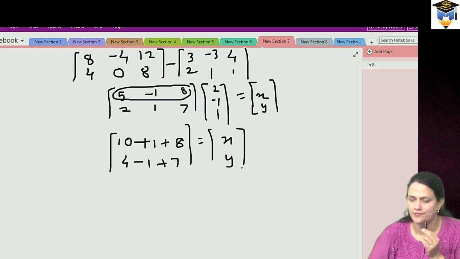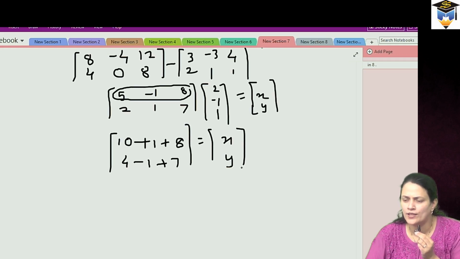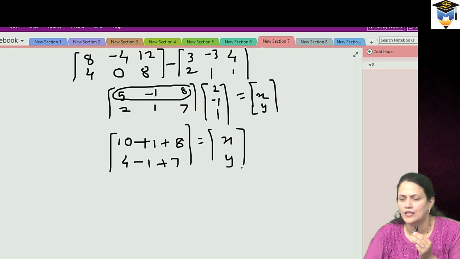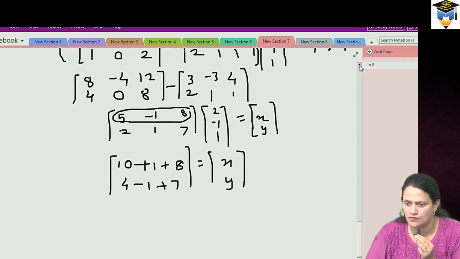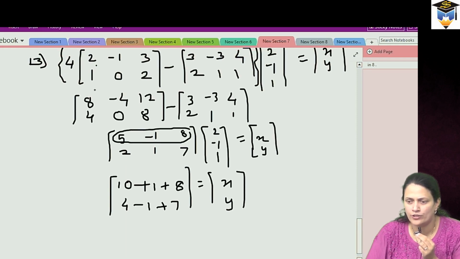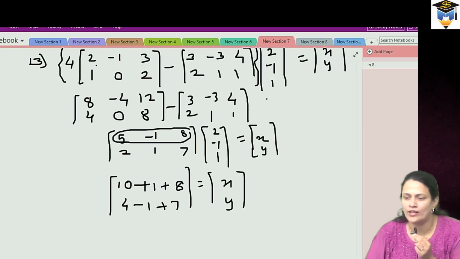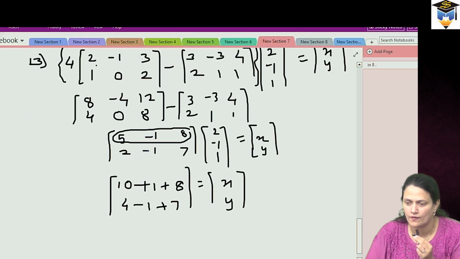This is 11 minus 1, na? Something is wrong. 2 2s are 4, 4 minus 1 plus 7. So 11 minus 1, that should be 10, is it? Let us check, wait. So this is correct. 4 into 2 is 8, 4 into 1 is 4, 0 minus 4, 12 and 8, correct. So 8 minus 3 is 5, minus 4 plus 3 is minus 1, 12 minus 4 is 8, 4 minus 2 is 2, 0 and minus 1. This should be minus 1. Now it will be minus of minus, that will become plus. So the value of x is 19, y is 12.